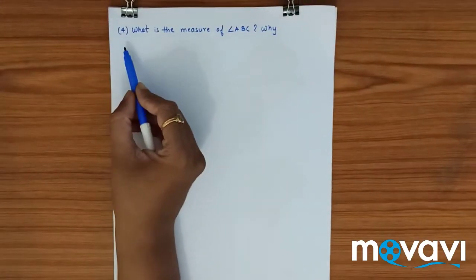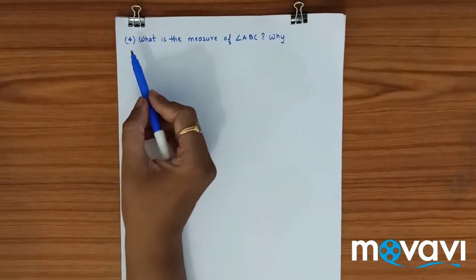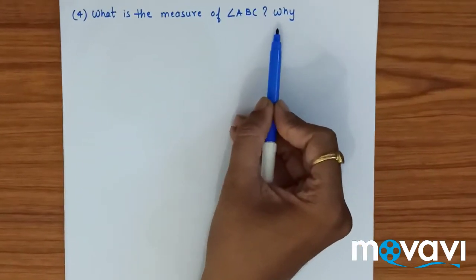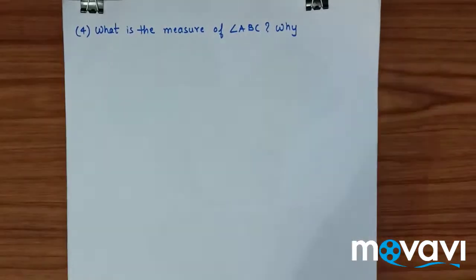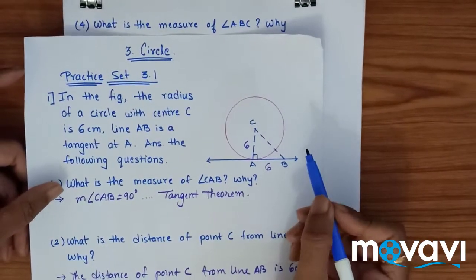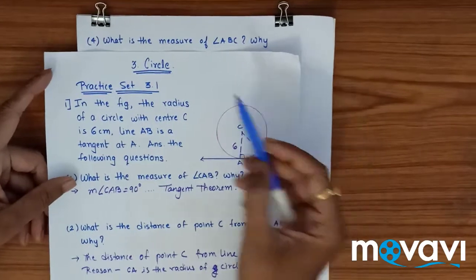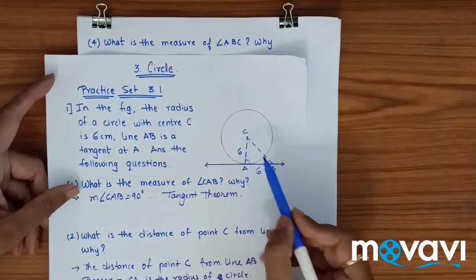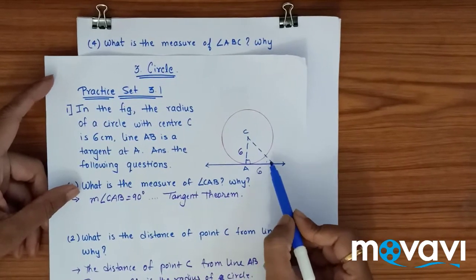This is the fourth sub question of question number 1 itself. What is the measure of angle ABC and why? Okay. So let me show you once again the diagram. See, what is the question? What is the measure of angle ABC? This angle they have asked. Okay. And why?